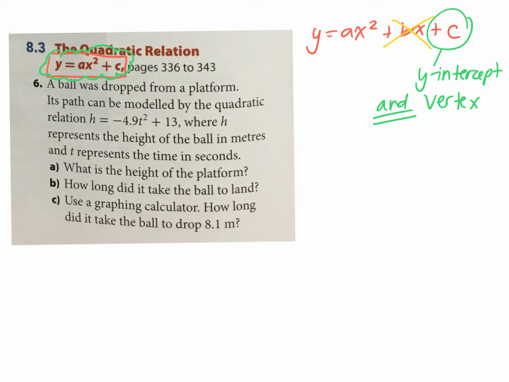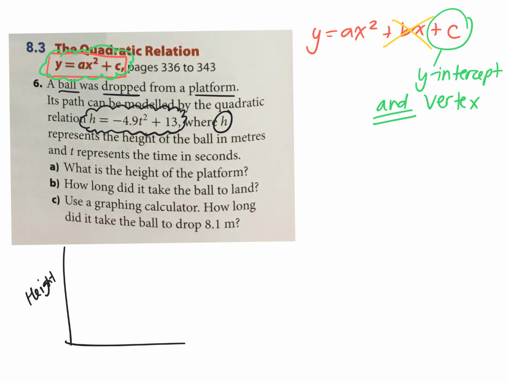Who wants to start? So we're looking at a relationship between a ball being dropped from a platform. So let's draw a little sketch. And it can be modeled by the equation h equals negative 4.9 t squared plus 13. H represents the height of the ball in meters. And t represents what? The time, in seconds. Okay? Now we're trying to figure out what is the height of the platform. The ball is being thrown from a platform.